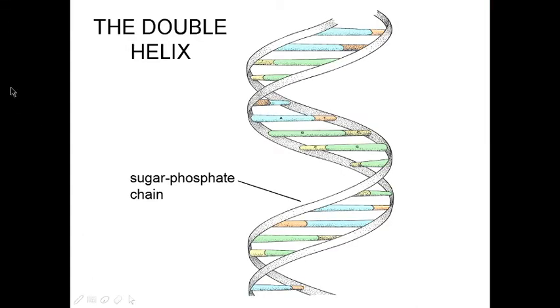This is the double helix structure. It has a sugar phosphate backbone. The periphery of the helix has the sugar and phosphate backbone. Inside, you can see the base pairs. Adenine always pairs with thymine, and guanine pairs with cytosine.